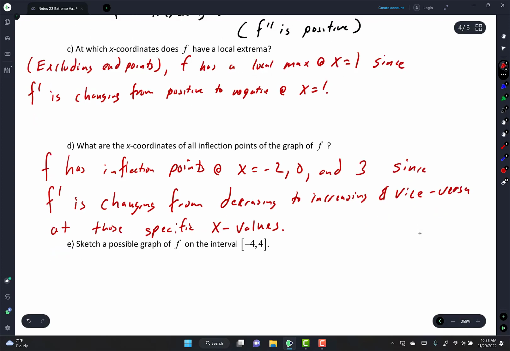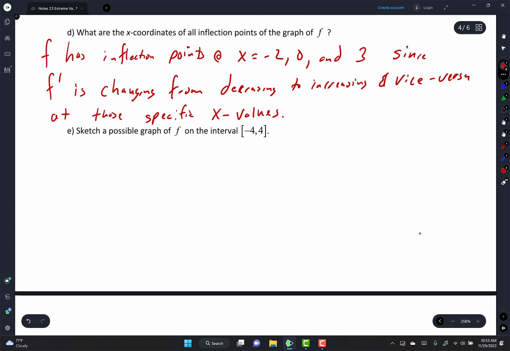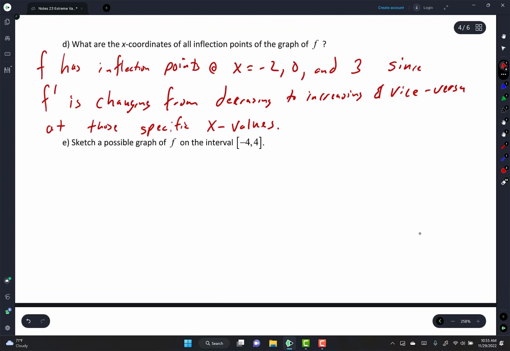Okay. Sketch a possible graph of f on the interval -4 to 4. All right, here we go. Sketch all possible graphs of f on the interval -4 to 4. Guys, this could be hard or it could be easy. Make it easy for yourself. There's only 4 types of graphs. How many types of graphs are there? 4. So, Chav, how do you know what are the 4 graphs?